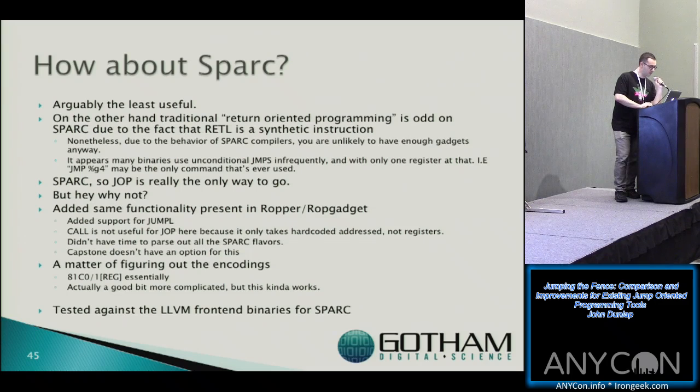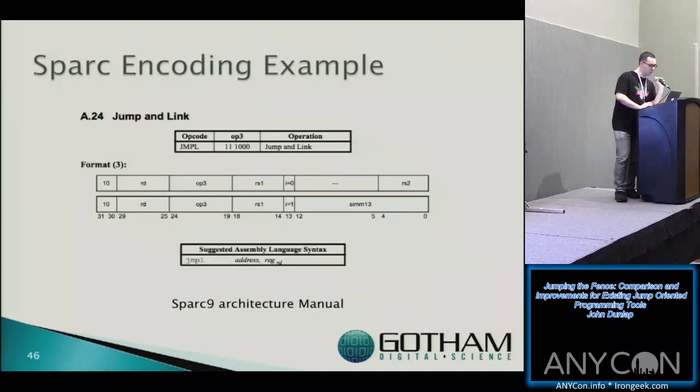Here's a Sparc encoding example that we worked with to find unconditional jumps, and we added a bunch of variations onto this code. There are a lot of reasons that classic ROP attacks work poorly on Sparc.